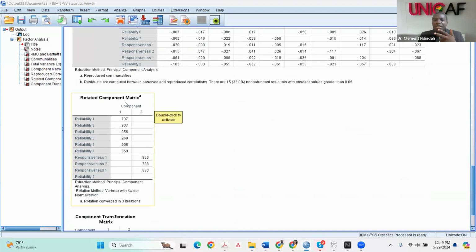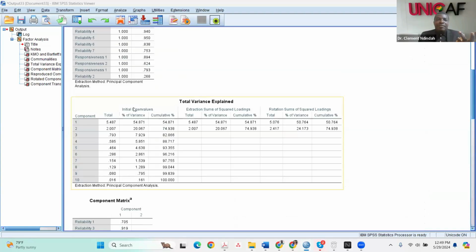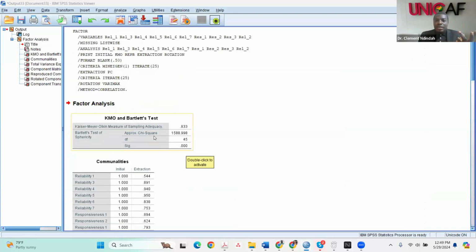So in general, you want to report this rotated component matrix table, because this already indicates the different components that you should have, and also this table, which gives us an idea of whether or not the sample is a good fit for the factor analysis. Some might choose not to report it, but it would be a good addition to your work to report this when you're discussing your research instrument.